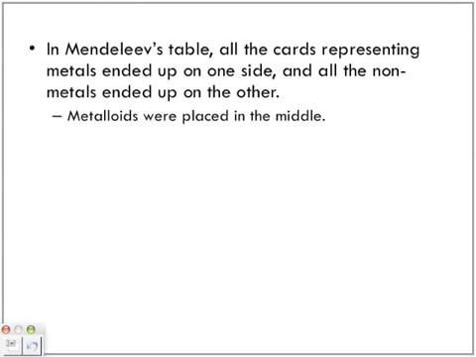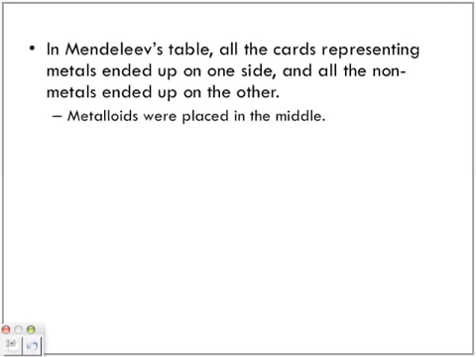In Mendeleev's table, all the cards representing metals ended up on one side, and all the non-metals ended up on the other. He placed the metalloids in the middle, just like we see in our modern periodic table. So very similar. That's how it's slowly coming into play. He goes, okay, all the metals we're going to put on this side, all the non-metals on the other side. Well, we've got these others that are similar to both. We're going to put those in the middle. That's where I think they belong.